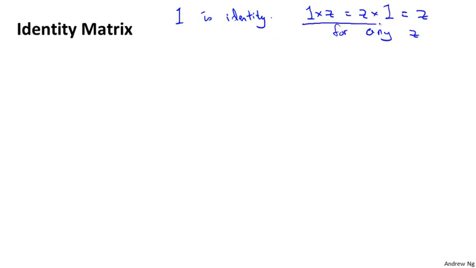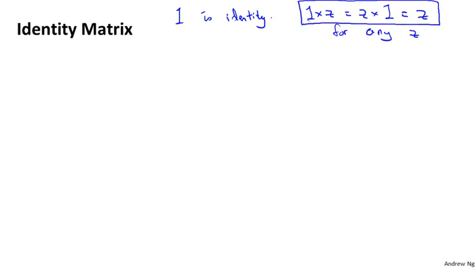Finally, I want to tell you about the identity matrix, which is a special matrix. So let's again make the analogy to what we know of real numbers. When dealing with real numbers, or scalar numbers, you can think of the number 1 as the identity of multiplication. What I mean by that is that for any number z, 1 times z is equal to z times 1, and that's just equal to the number z, right, for any real number z.